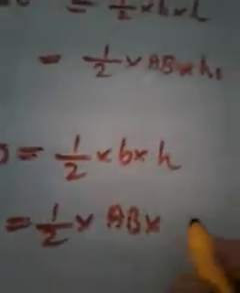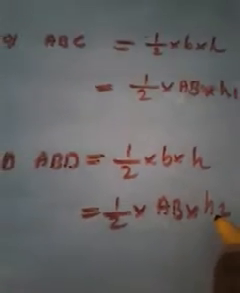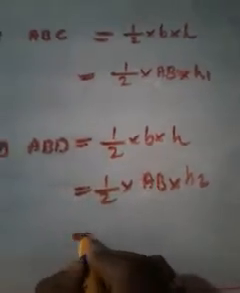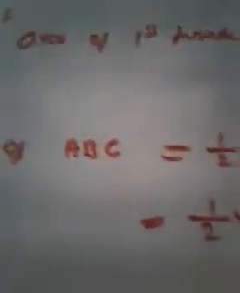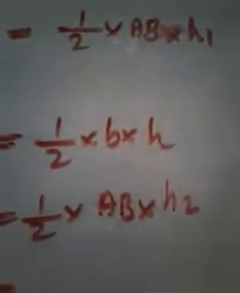You may have understood. Instead of H, you can write H2, where H2 is the height of the triangle ABD. Are you following? Okay. Let me continue with this. So half into AB into H2 we got, isn't it? That means we got the area of triangle ABC as half into AB into H1, and the area of triangle ABD as half into AB into H2.